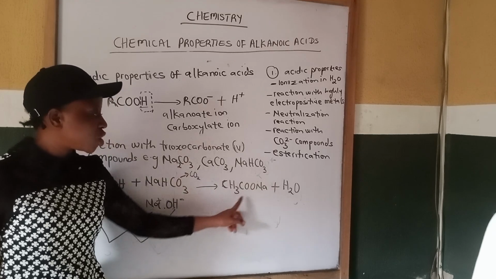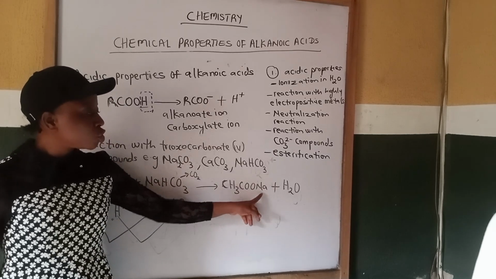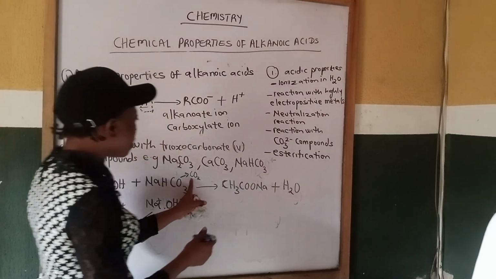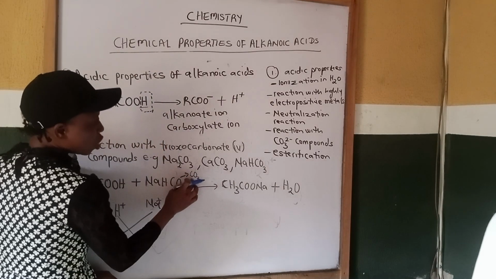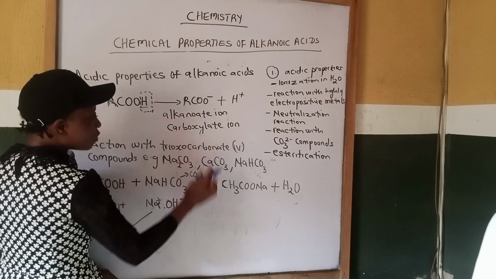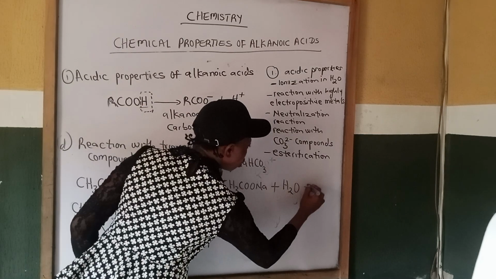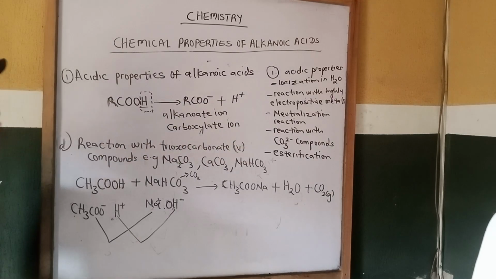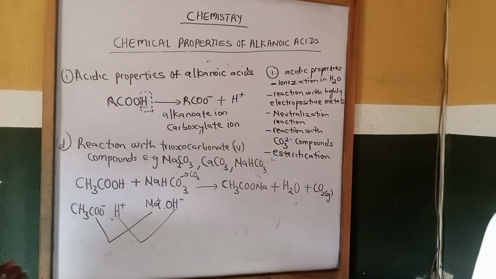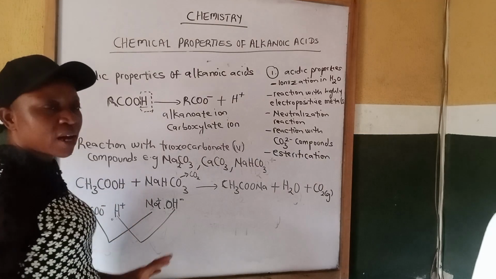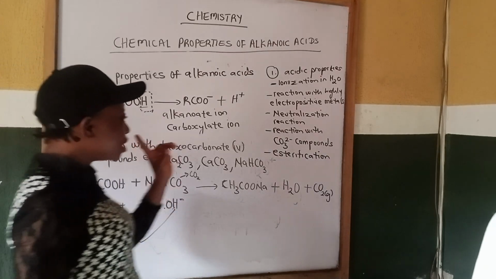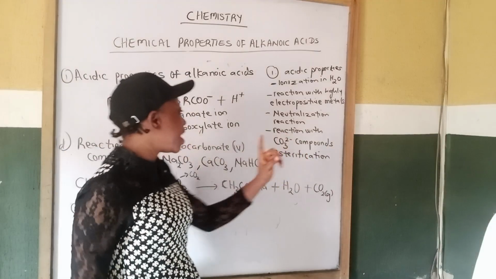Sodium ethanoate, because this is the second member of alkanoate. Sodium ethanoate and water, then plus CO2 gas, because CO2 gas will be evolved. So that is the product formed. Just have it in mind that when there is a chemical reaction between an acid and a carbonate compound, CO2 gas will be evolved.